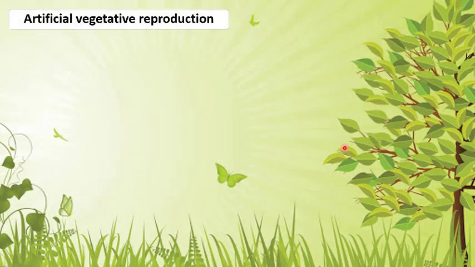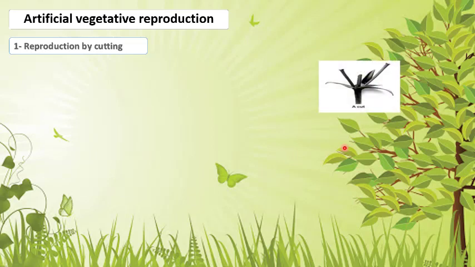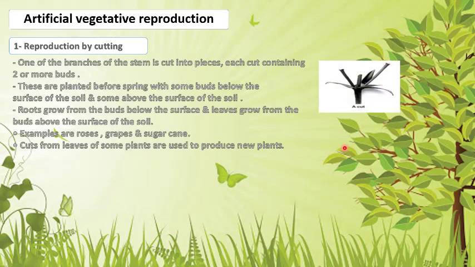Artificial reproduction. Number 1, reproduction by cutting. One of the branches of the stem is cut into pieces, each cutting containing 2 or more buds.